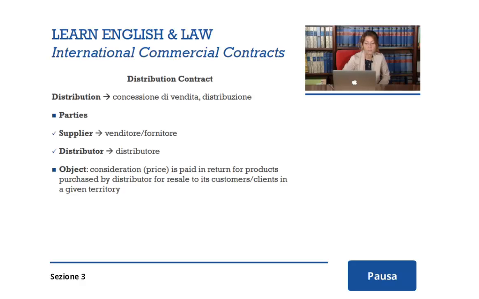The object in a distribution contract is that a consideration or a price is paid in return for products purchased by the distributor for resale to its customers or clients in a given territory. The territory is the geographic area where the distributor is supposed to operate and to have customers, potential clients, and customers for the seller's product.